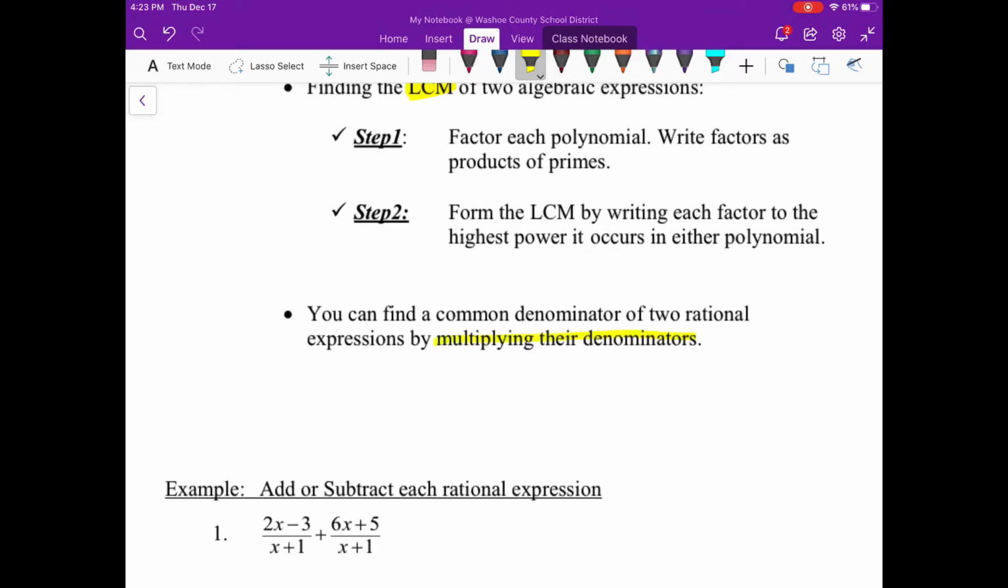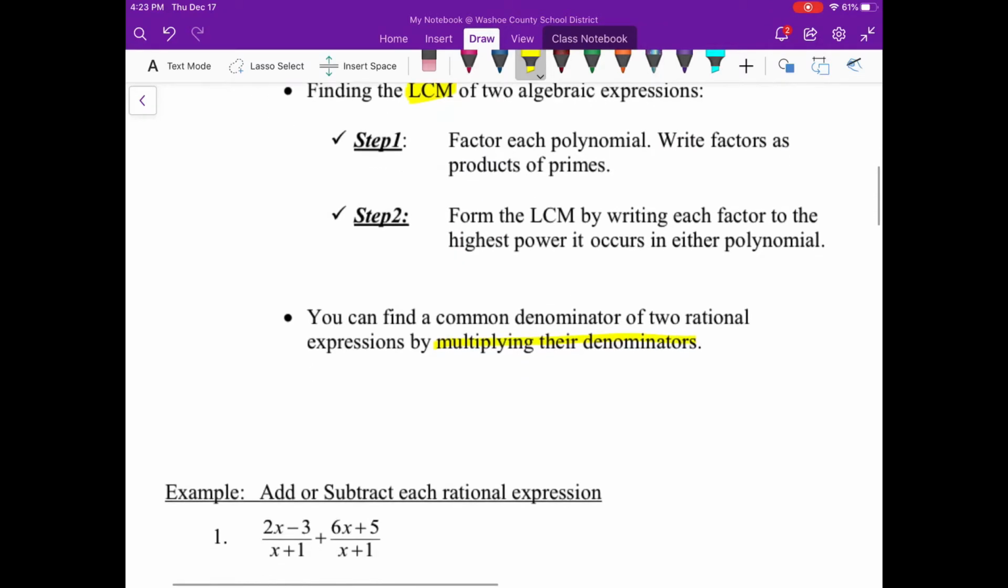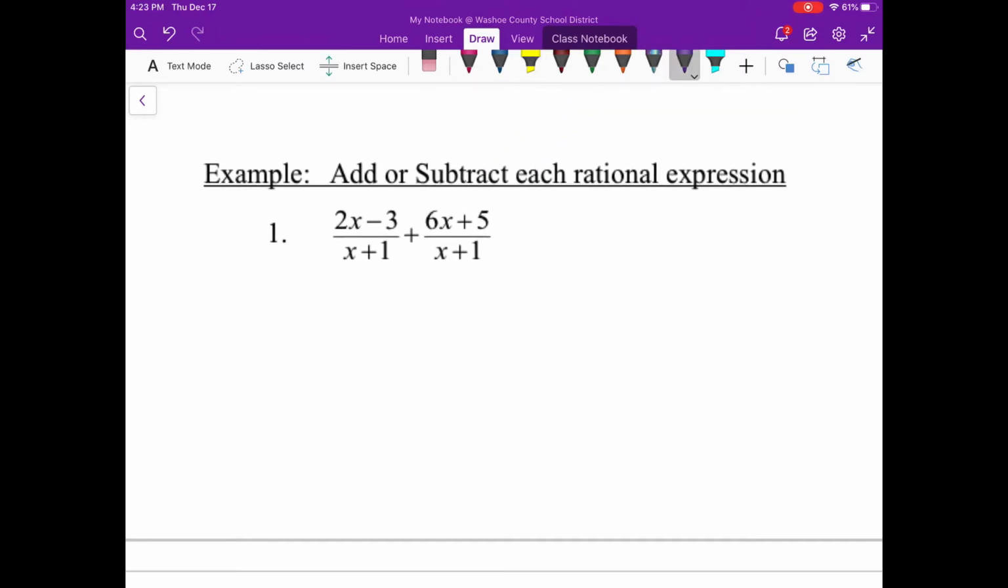You're going to be able to find this common denominator by multiplying the denominators together. So kind of like in my example here where we had to multiply by the opposite denominator to find that common denominator, we're going to do that again, but with rational expressions, okay?